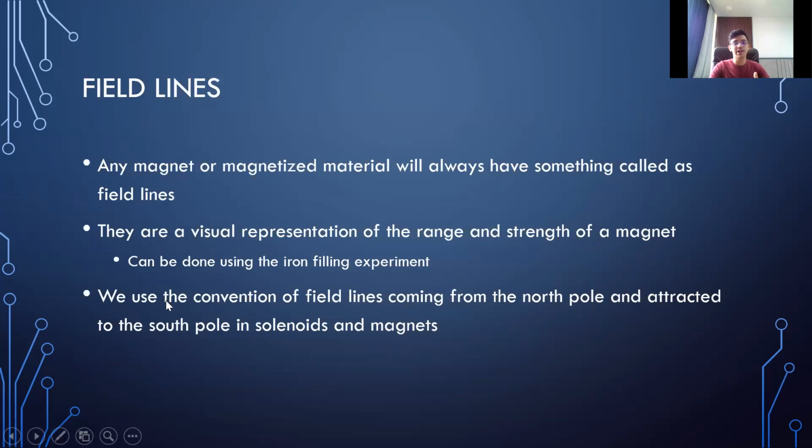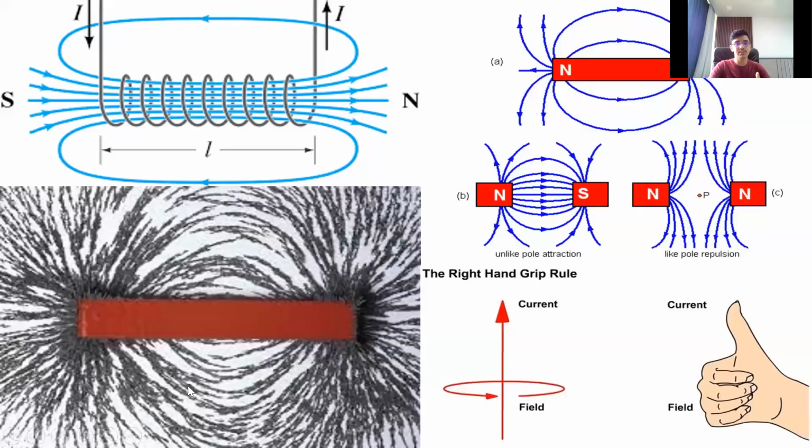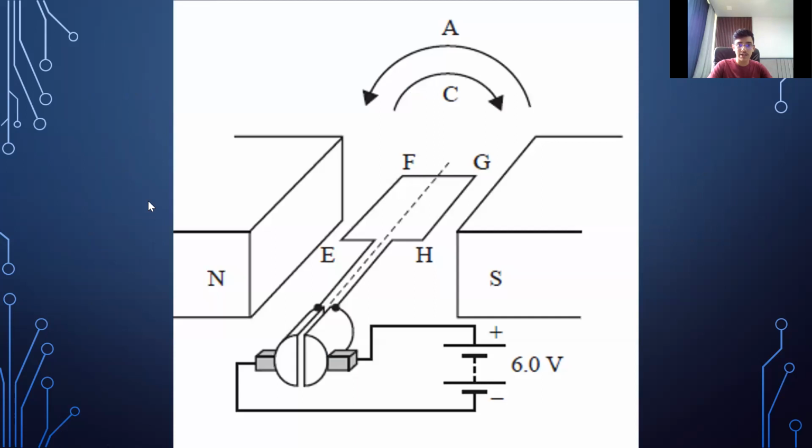We use the convention of field lines coming from the North Pole and going to the South Pole in solenoids and magnets. So the magnetic field is moving in this direction. The current is flowing from F to E in this direction. So the motion is upwards.